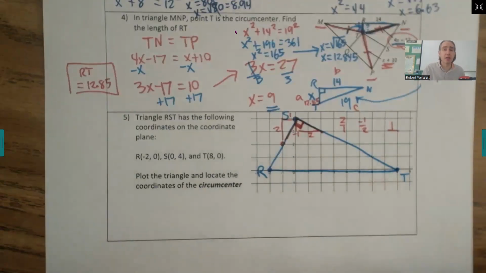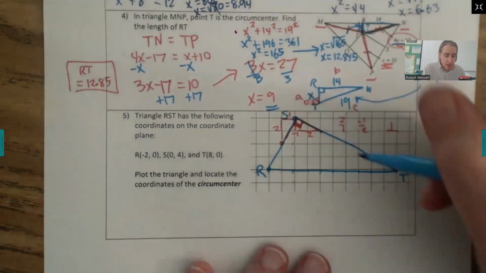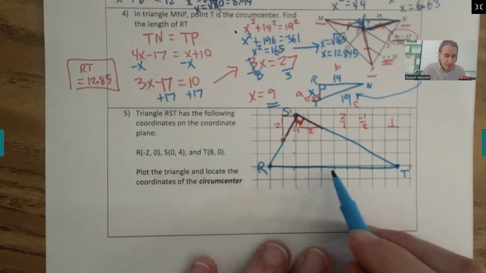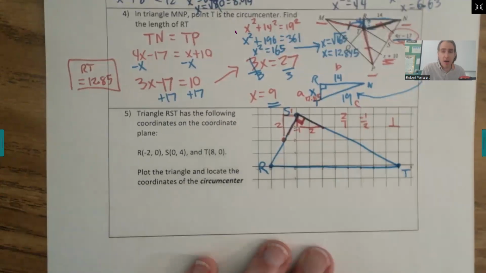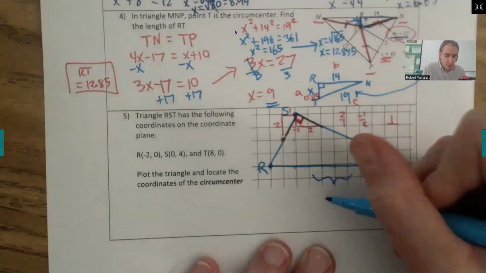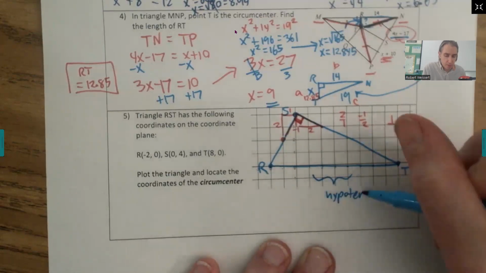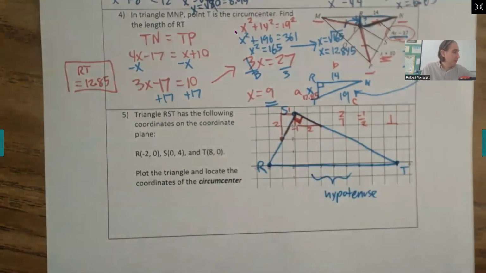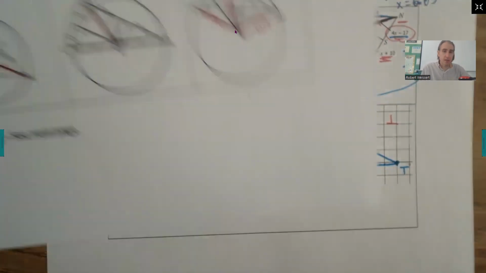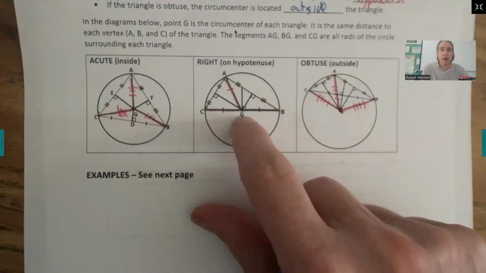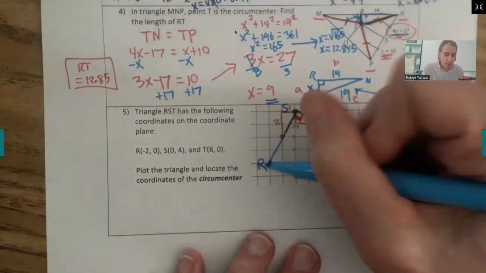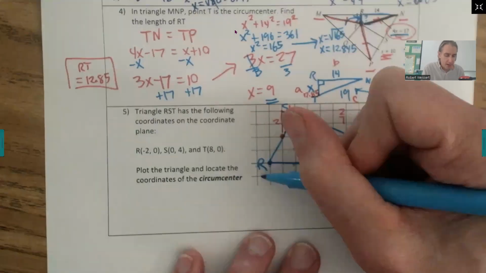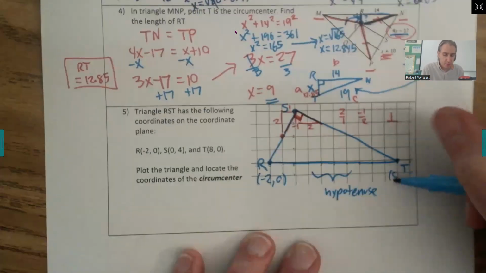Now the question says, plot the triangle, locate the coordinates of the circumcenter. You don't have to draw all the perpendicular bisectors, although you can. The perpendicular bisector here is just going to be halfway across the hypotenuse. This is your hypotenuse. And if you look back on our properties, the perpendicular bisector is actually right in the center of that hypotenuse. So we're trying to find the midpoint of that coordinate there. Let's write these coordinates out one more time.